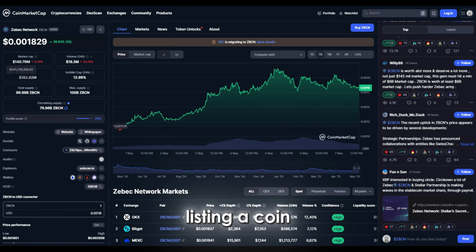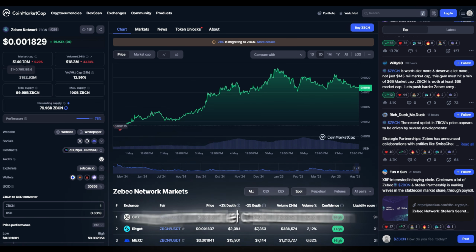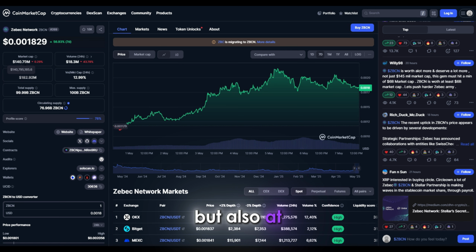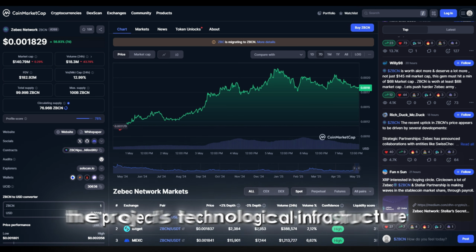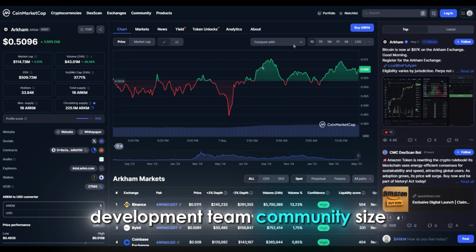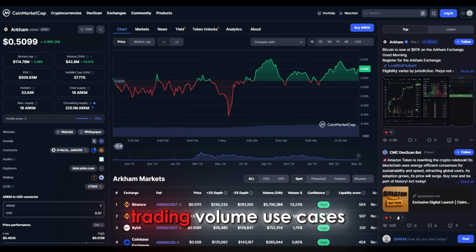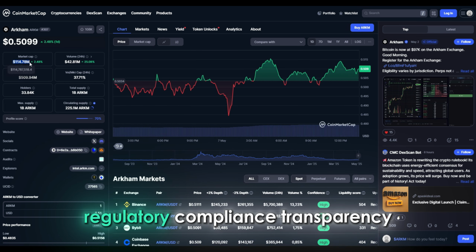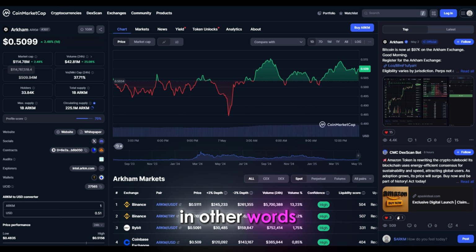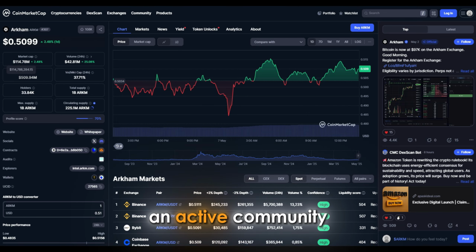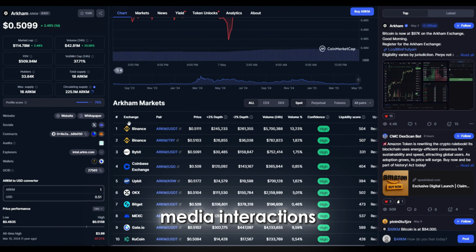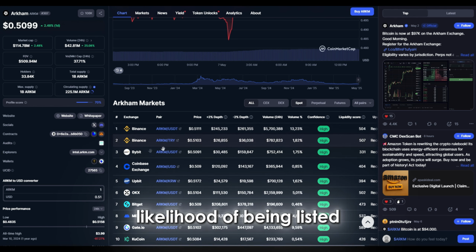Binance's criteria for listing a coin or token is quite detailed and multifaceted. Before listing a crypto project, Binance looks not only at market capitalization, but also at the project's technological infrastructure, development team, community size, trading volume, use cases, regulatory compliance, transparency, and innovation. In other words, factors such as a strong team behind the project, the actual use of its products or services, an active community, and high social media interactions directly affect the likelihood of being listed.